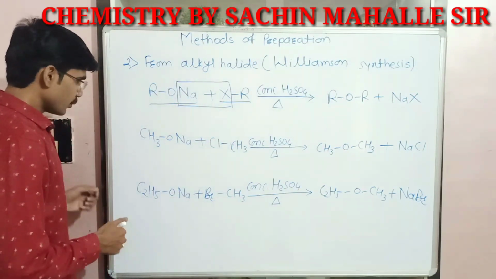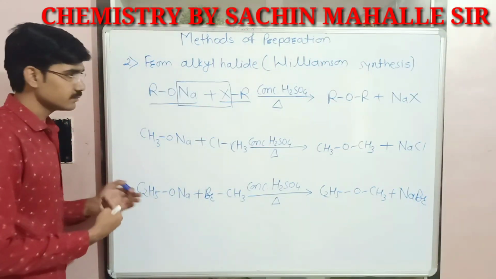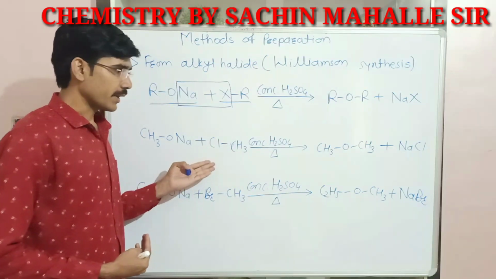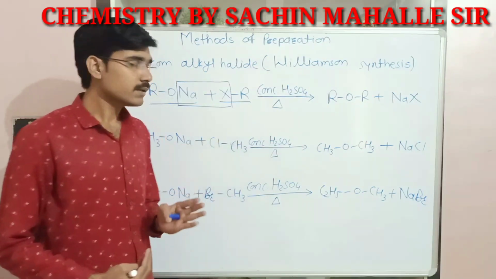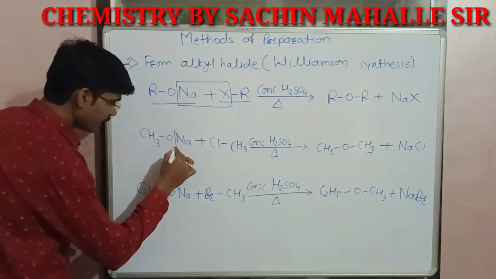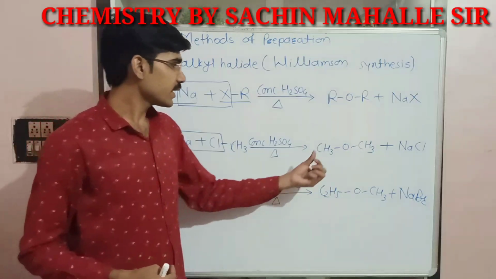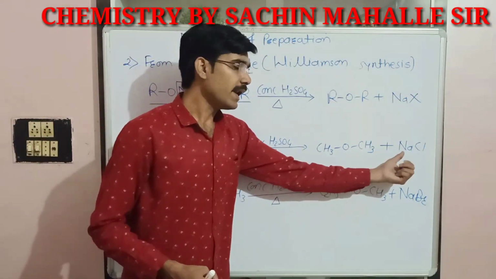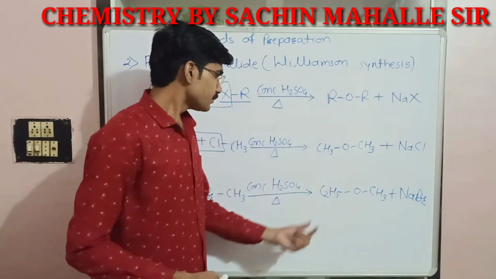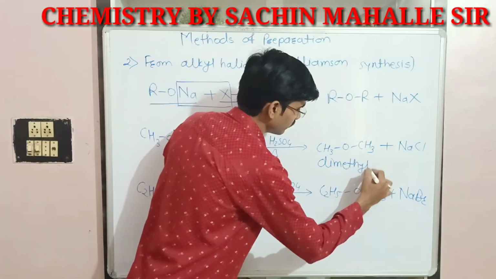Example, suppose we are taken here CH3ONa, that is sodium methoxide, and methyl chloride heated with each other with concentrated H2SO4. We are getting Na and Cl removed from the reaction, and the remaining compounds join, we are getting CH3OCH3 and NaCl, that is dimethyl ether.